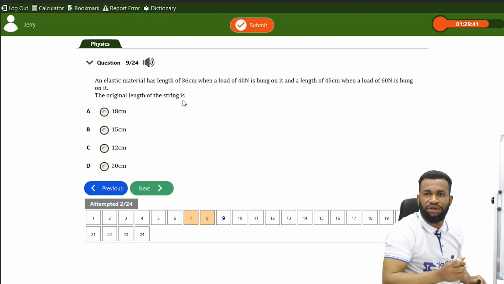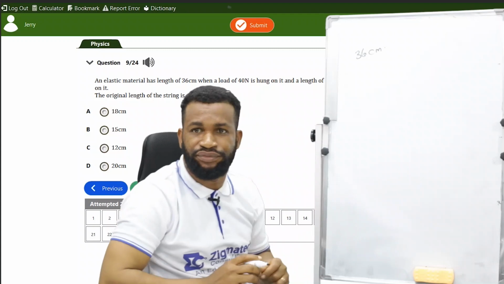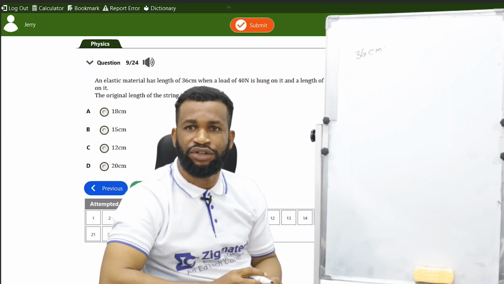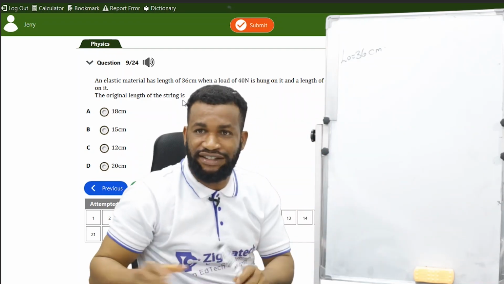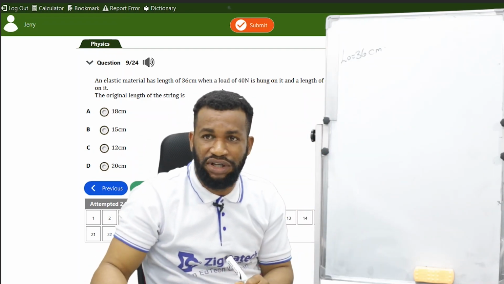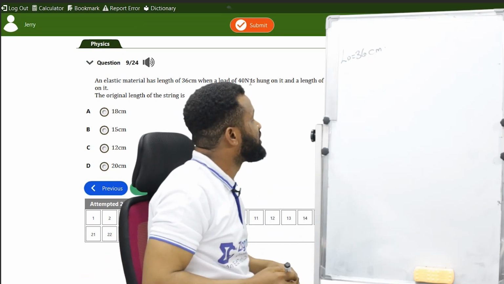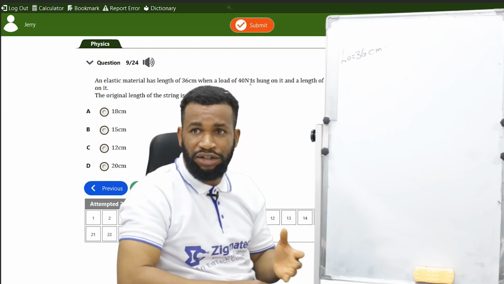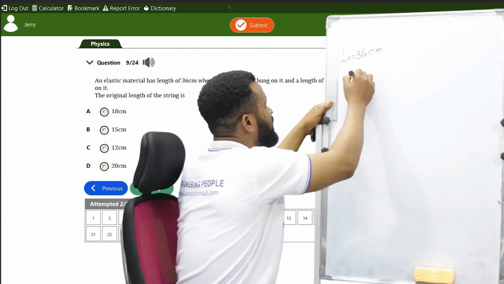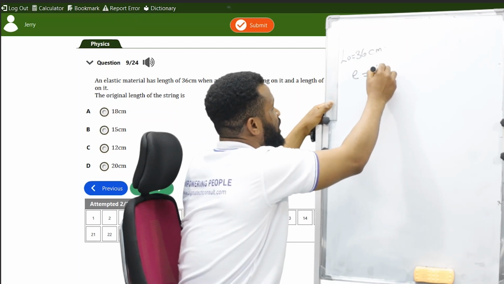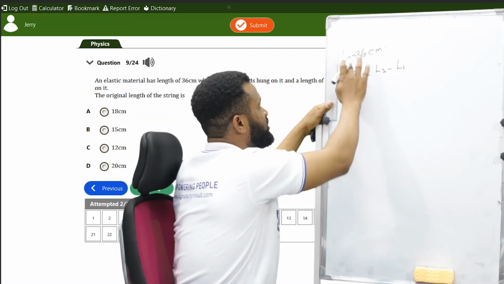So we have the first one, which is 36 cm. So that is going to be the original length. The elastic material has length of 36 cm when a load of this one was hung on it. So I'm going to look at it as just the length based on the extension. In this case, I'm going to say that extension is going to be equal to L2 minus L1. So L1 is going to be the original length.